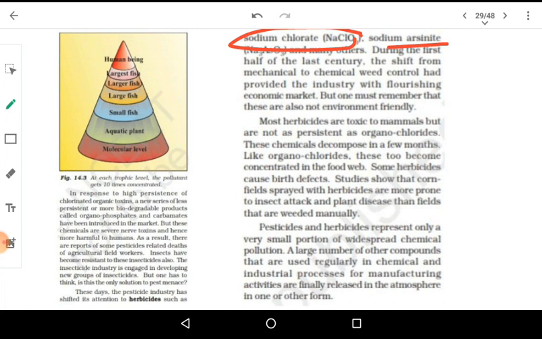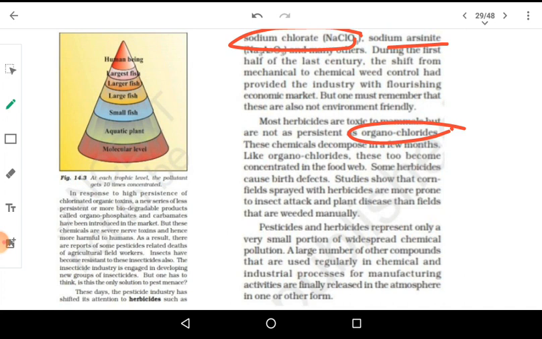Most of these herbicides are toxic to mammals and are not as persistent as organochlorides. So these chemicals decompose in a few months. Like the organochlorides, these too become concentrated in the food web. Some herbicides can cause birth defects, like endosulfan. Studies show that cornfields sprayed with herbicides are more prone to insect attack and plant disease than fields that are weeded manually. So if we have weeds in the field, the insect attack is less.